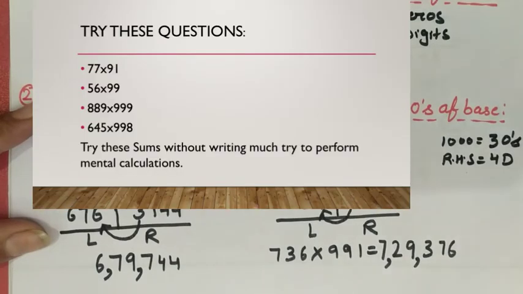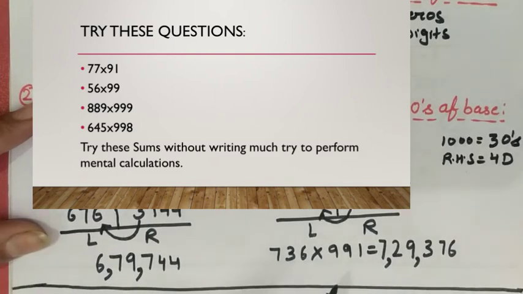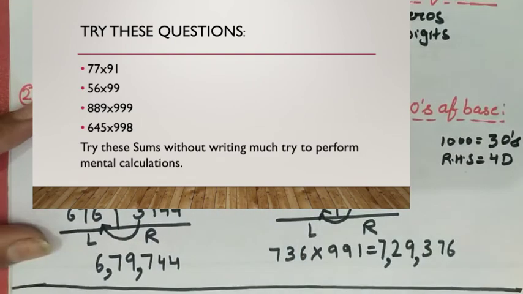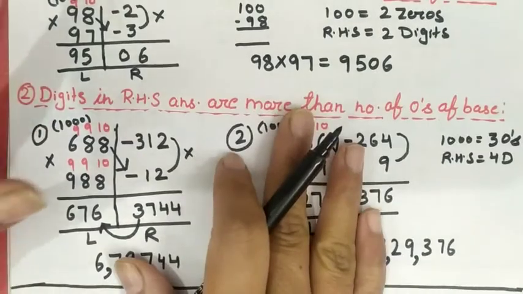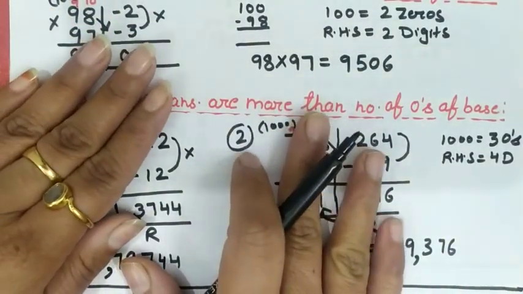Okay, so solve the questions given above. If you find any doubt, do write it down in the comment section below. I hope the instant subtraction method and the exceptions of the base method are clear to you. In the next video, we will continue with our base method.